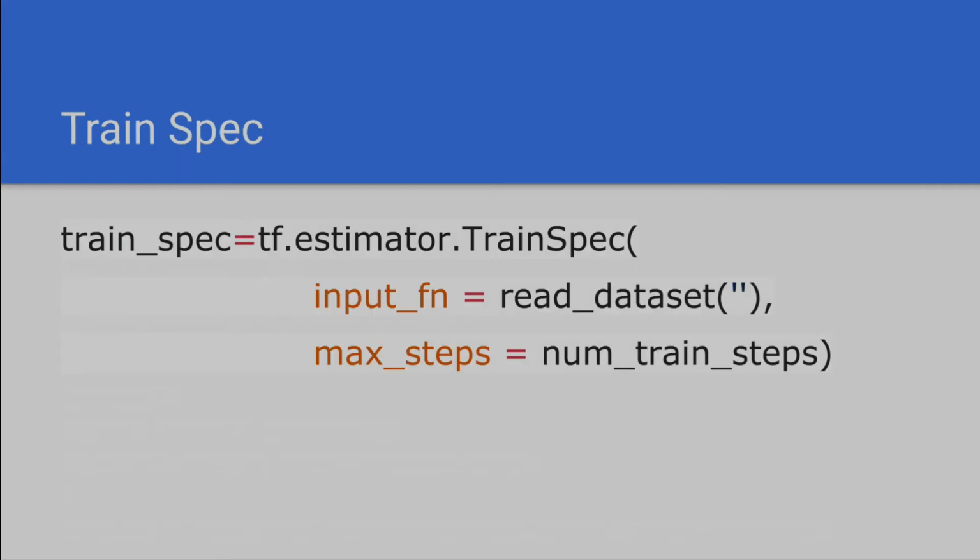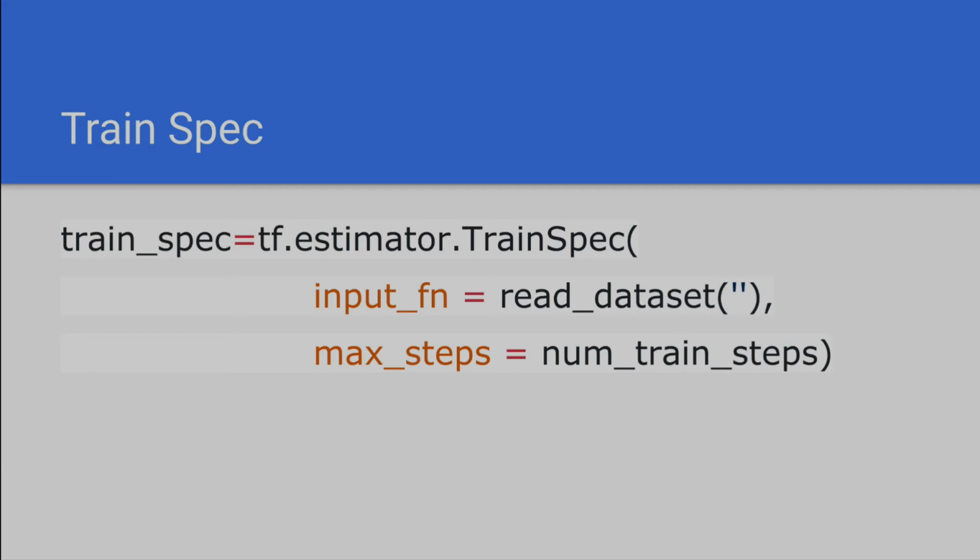Now you'll define a training spec, and your training spec will simply say, this is my input function, and my input function is defined by this, something like, read my data set in parallel. And the reason why it needs to be able to read in parallel is, remember that you might be using a computing cluster, you might be using the cloud to do your training.